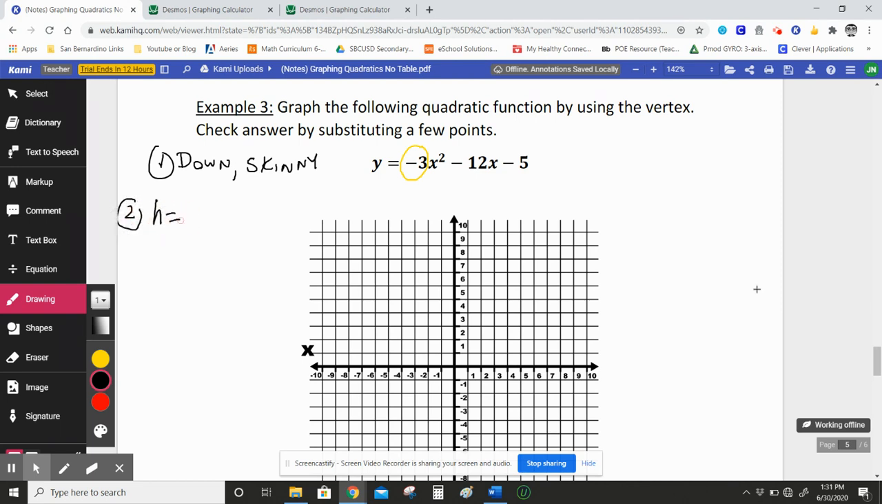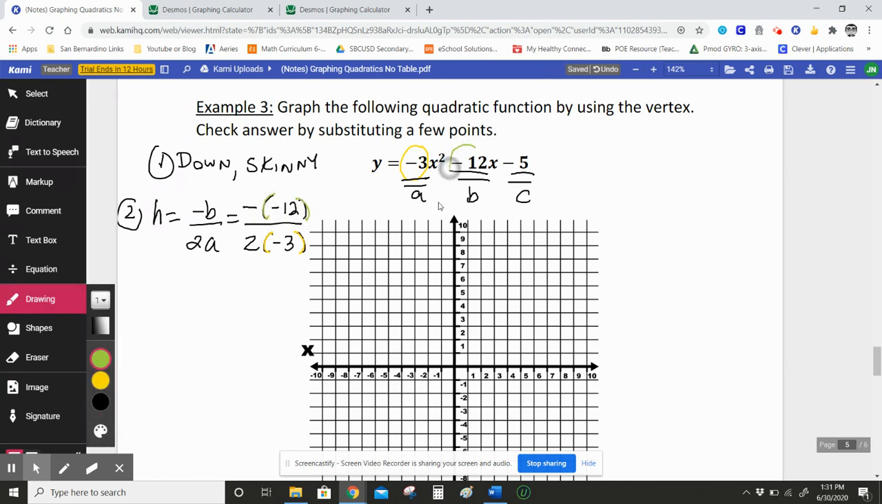So h is equal to opposite b divided by 2a. In this case, we have the values of a, b, and c. a is equal to -3, b is equal to -12, and c is equal to -5. If I plug this in, I get negative b, which in this case is -12, divided by 2 times a, which is -3. That -3 came from the value of a, and that -12 came from the value of b, corresponding to a, b, and c. So all we have to do now is simplify. h is going to be 12 divided by -6, which gives you -2. So h is equal to -2.